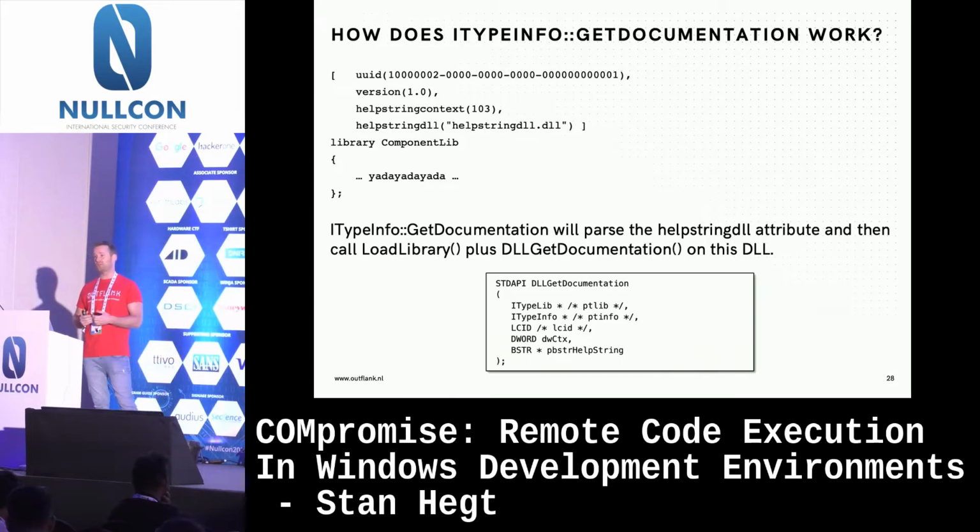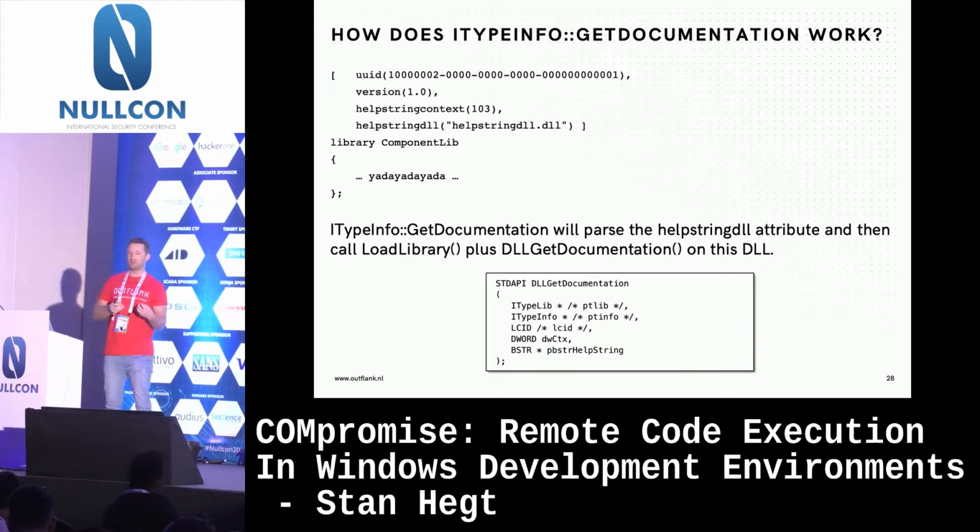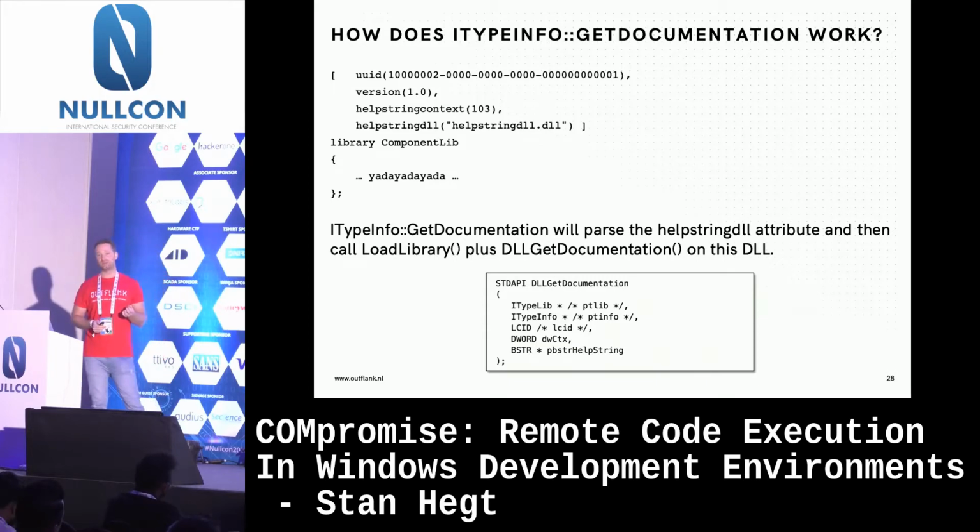So this means that the properties window can be our friend from an offensive perspective. If we can get the properties window to work with our type library, then we know that it will parse this helpstringdll attribute, it will load a DLL, and it will call an exported function. So we no longer have to work with scriptlets, etc. We can just have our binary code in a DLL and get it to run through the properties window, if only we can get a type library to load upon opening of code. So the question is, how can we do that?